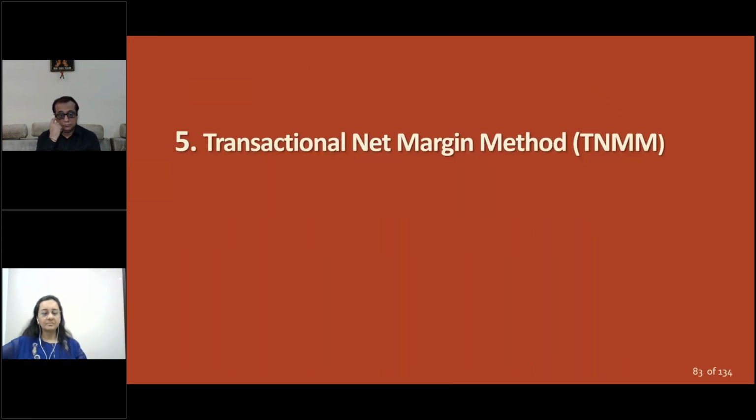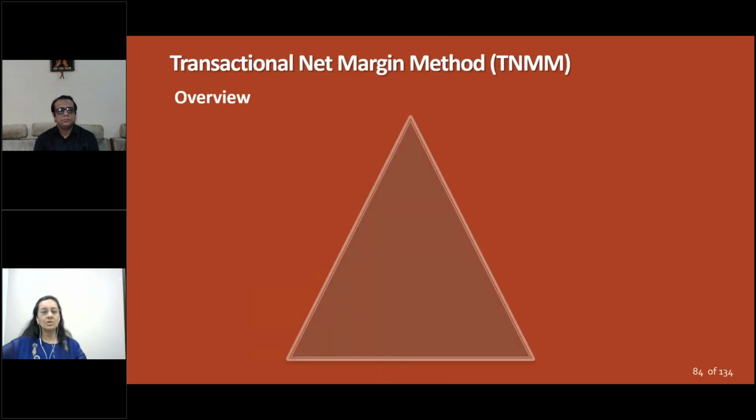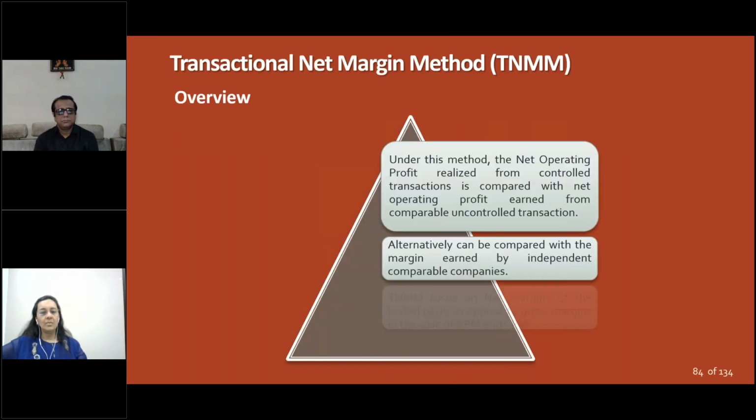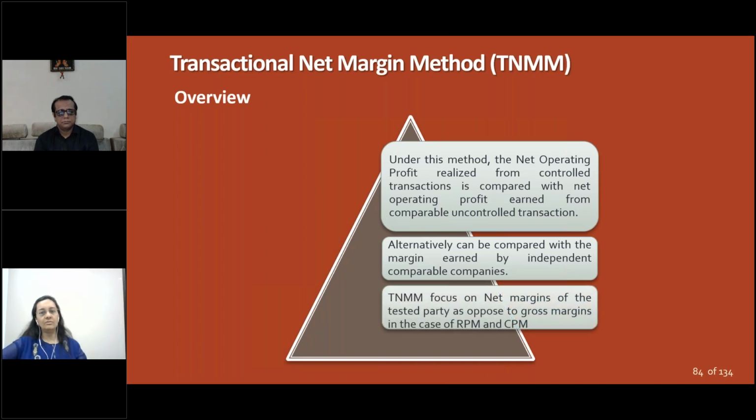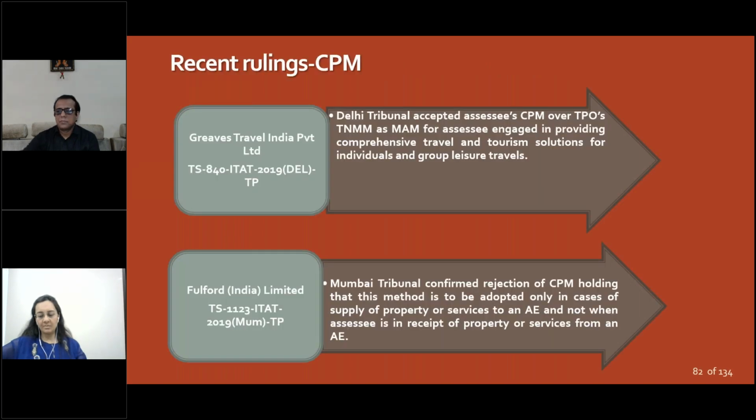Now TNM. TNM, or the transaction net margin method, is the most used method because it is most tolerant to functional differences. Oh, sorry. Vivekji, any questions between RPM and CPM?